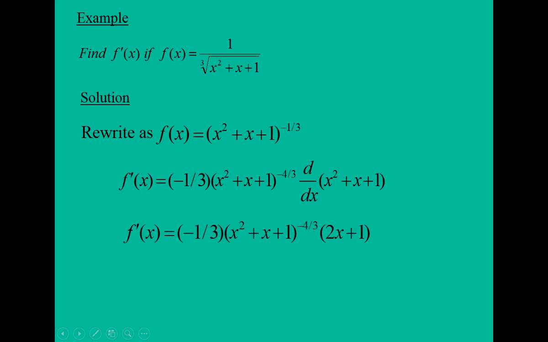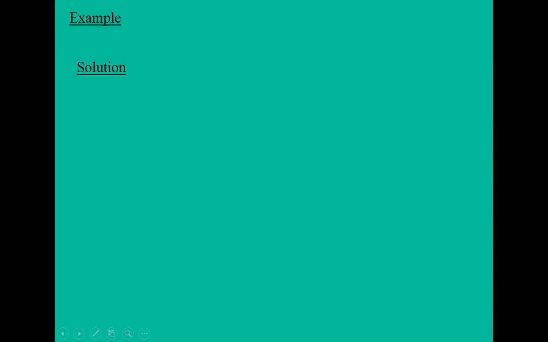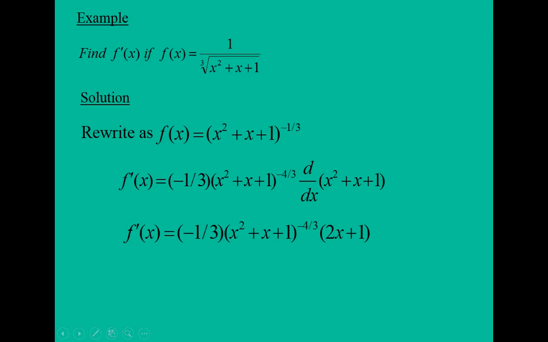Now if we simplify this, when we take the derivative of x squared plus x plus 1, we get 2x plus 1. And let's rewrite it with positive exponents. We would have 2x plus 1 in the numerator, and this would go down into the denominator along with our negative 3. So this would be the third root of this x squared plus x plus 1 to the 4th power.